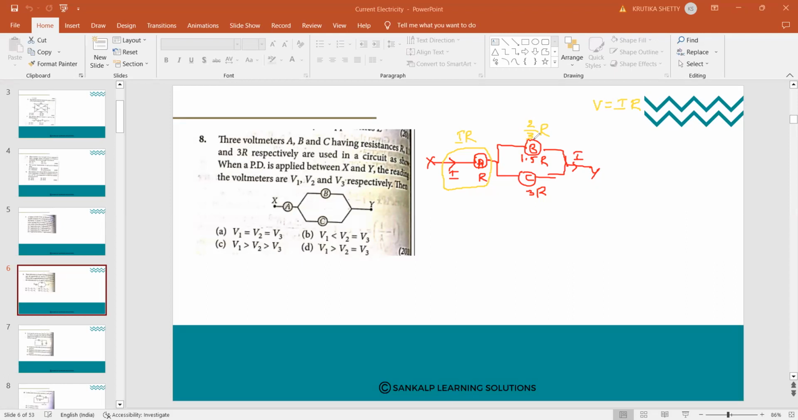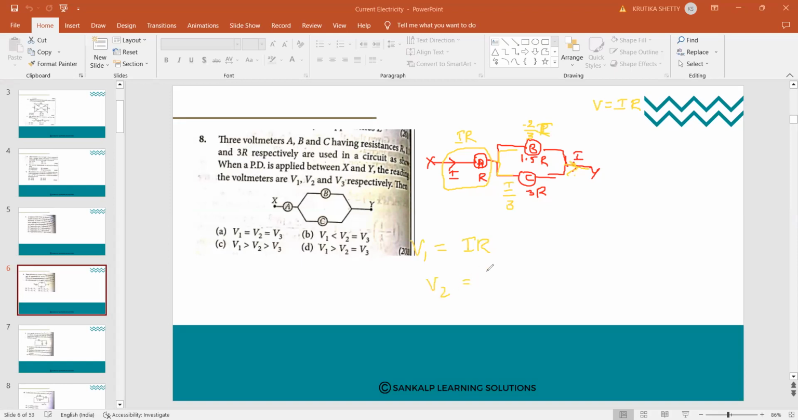So what is the current flowing here? I is the current flowing through that. Therefore I into the resistance, this is 2 by 3 into I. Similarly here it is I divided by 3. Why? Because here the current is getting split. Therefore, the net current here is again I. Okay, so now we will simplify. V1 is equal to I into R. What about V2?